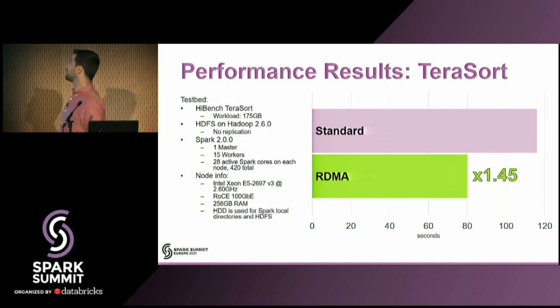The workload that we used is a 175 gig HiBench TeraSort on HDFS 2.6.0 without any replication. This is Spark 2.0 with one master, 15 workers. This is standalone mode. It also works with YARN, obviously. We have 28 active Spark cores on each node, and that's 420 total. These machines are kind of old, and still we see this huge improvement in runtime. And this is the total runtime of the job. This isn't just the shuffle part of the job.